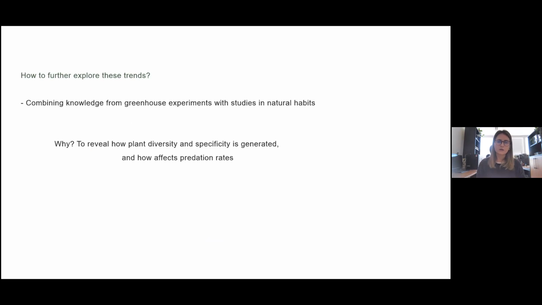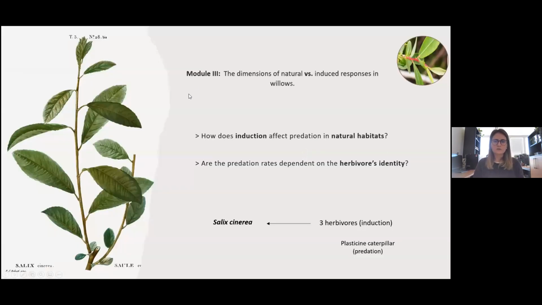answering a lot of questions when it comes to the greenhouse setup. We first tested the herbivore traits, then we compared these trends among several willow species, and now we can combine this knowledge from our greenhouse experiments with studies in natural habitats. And why is this important? Because this way we can actually assess and review plant diversity and specificity and see how it's generated and also how it affects predation in natural habitats. So for the final chapter, the final module of my PhD, we are measuring these dimensions of natural versus induced responses in willows and measuring predation rates, and also how the predation rates depend on the herbivore identity.